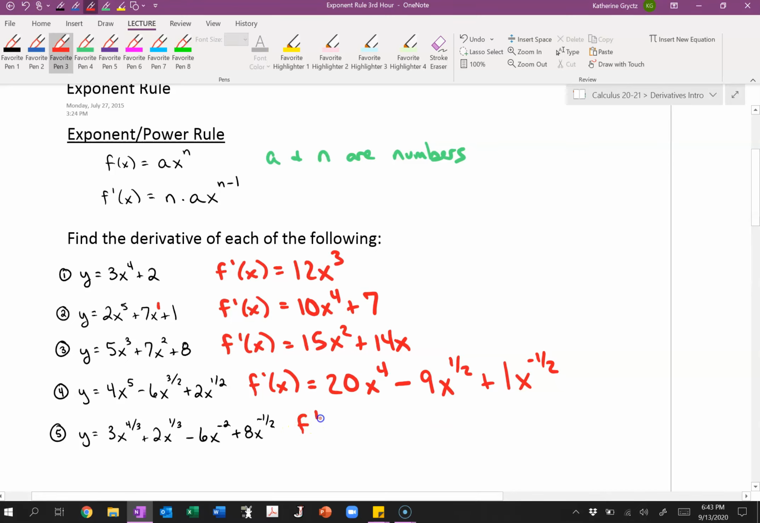Okay, so when we look at 5, the derivative here, we'd have 3 times 4 thirds, which would be 4. X to the 4 thirds minus 1 is 1 third. And then plus 2 thirds, 2 times 1 third, x to the, and 1 third minus 1 is negative 2 thirds. Then we have negative 2 times negative 6, so we get plus 12. X, and we subtract 1 from negative 2, which gives us negative 3. And then lastly, we have 8 times negative 1 half, which is a negative 4. X, and we take the numerator, subtract the denominator, we end up with negative 3 halves.